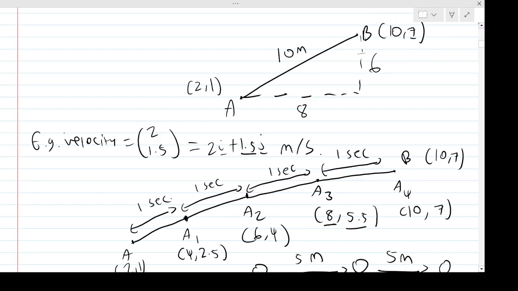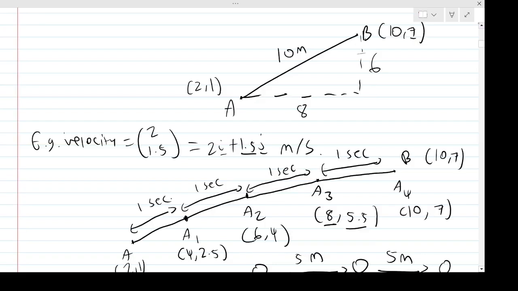Okay. So that is the whole idea with velocity then. The velocity tells me how much I need to move per second. Okay. So hopefully you can see that, right? And eventually it gets to my destination after so many seconds, okay, if I keep adding by that amount.